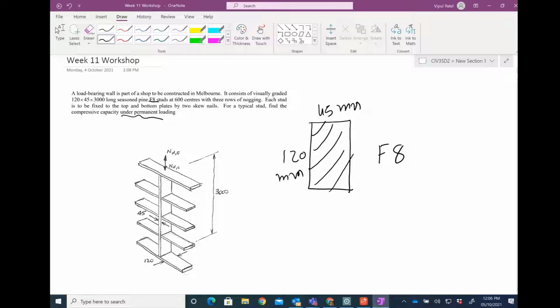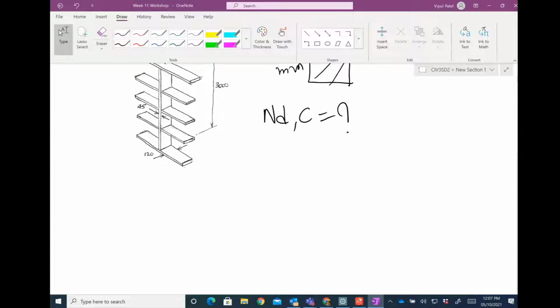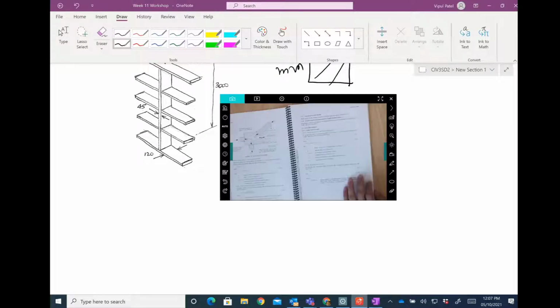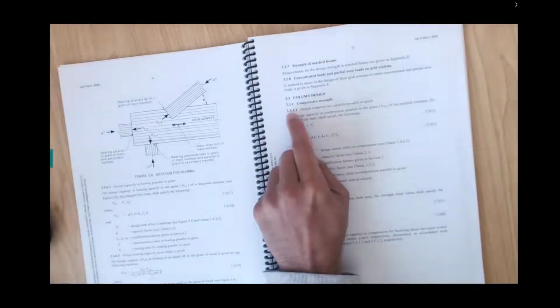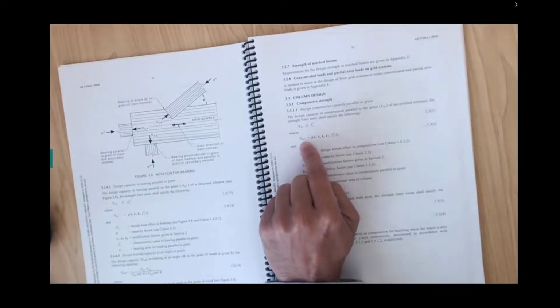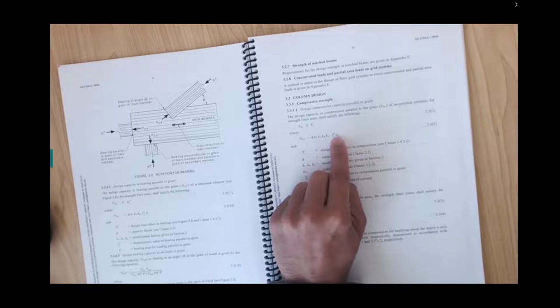So we need to find the capacity N_dc, the compression capacity under the permanent load. Let me help you out with this example. There is a clause that we are going to use, clause 3.3.1.1. That clause gives the compression strength capacity N_dc equal to phi k1 k4 k6 k12 f'c Ac.